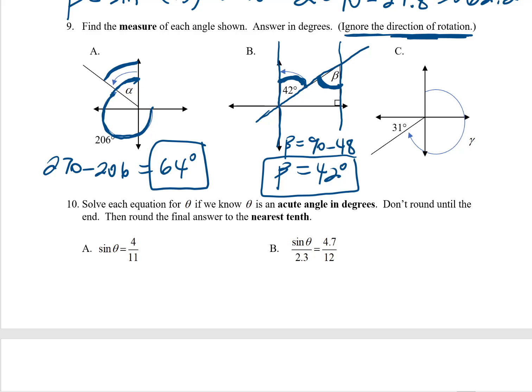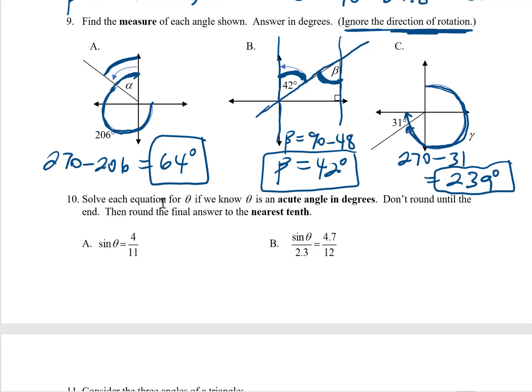And then letter C, I think, is like letter A. This big angle here stopped 31 degrees short of going all the way to 270 degrees: 90, 180, 270 if it had gone all the way to there. So if I just subtract 270 take away 31, that'll tell me what that big angle is, and that comes out to be 239 degrees.